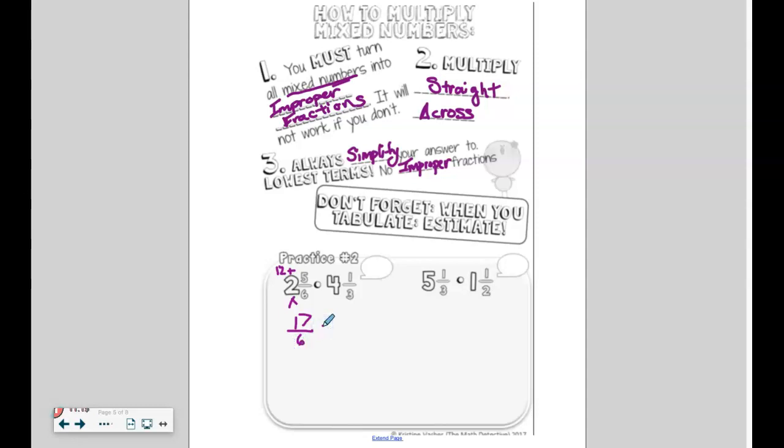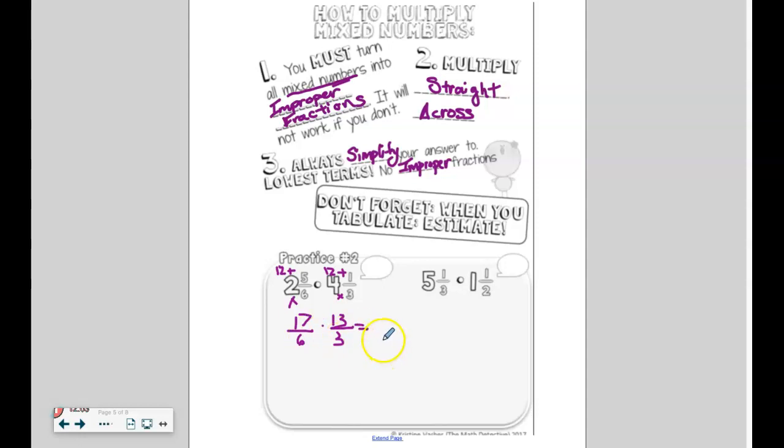Times, then we have to do the same thing with our second fraction. So we take our total parts times our whole. So 4 times 3 is 12, plus how many parts we had to start with. So 12 plus 1 is 13 over 3. So now we can look at our diagonals and we can decide, is there anything that we can cross simplify? Nope, not this time. So now we have to multiply straight across.